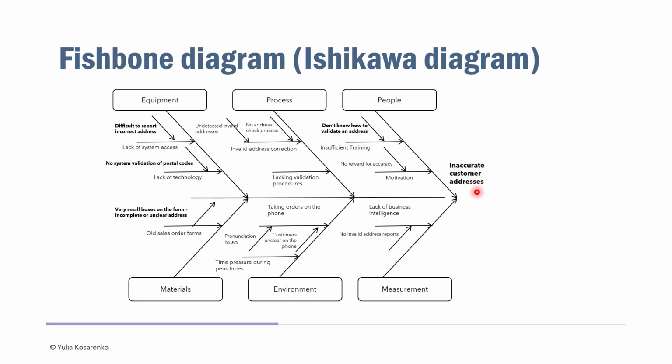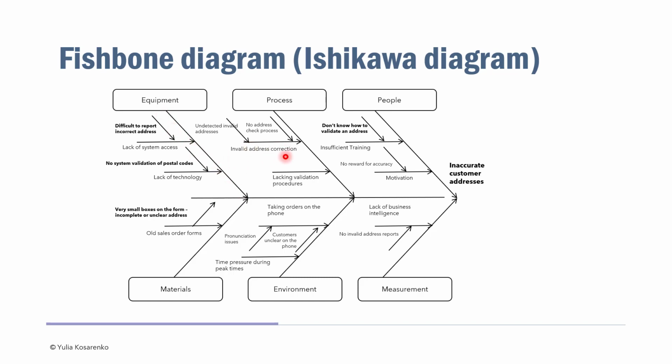This is the head, the problem, and then I have a skeleton and then the bones. Each of those primary bones corresponds to one of the areas, such as equipment, process, people, materials, environment, and measurement. As the group doing root cause analysis comes up with different causes of the problem, you can assign them to each of these categories. And then you can determine, for example, what's the problem with the process?